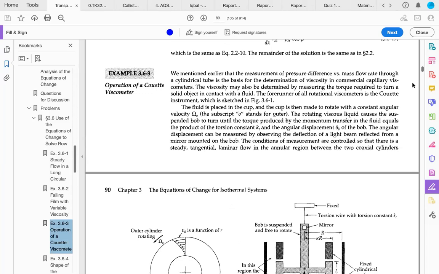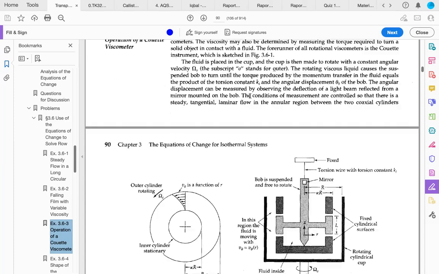Hopefully in Lab Tech 2 you can also touch the device and do the measurement with that viscometer. But for viscous fluids, we determine viscosity by measuring the torque. The torque is force multiplied by the radius, required to turn a solid object in contact with the fluid. Usually this is used for lubricants.